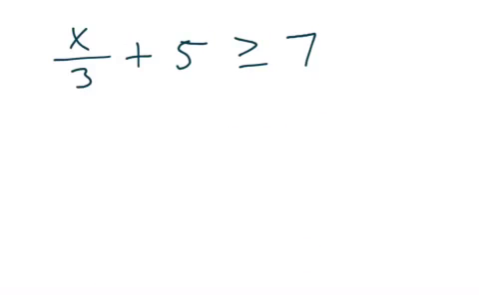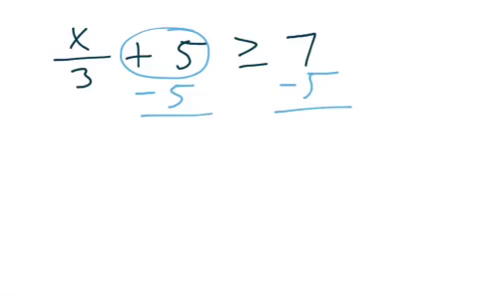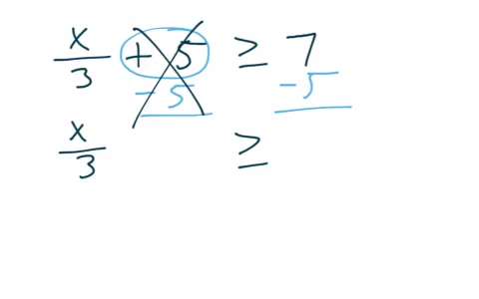Okay, here's a second problem, a little bit different. This time we have a plus 5 here. Well, how about if we do a negative 5 and a negative 5? And I'm left with x over 3 greater than or equal to, that of course goes to 0 again, and 7 minus 5 is 2.